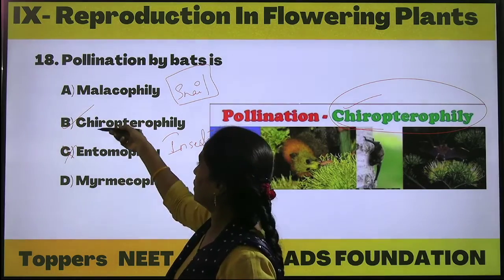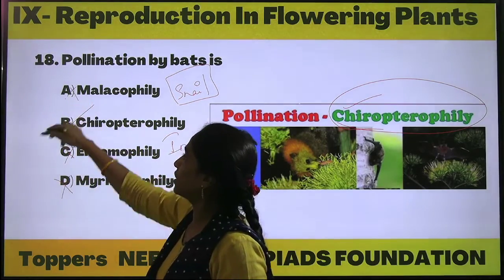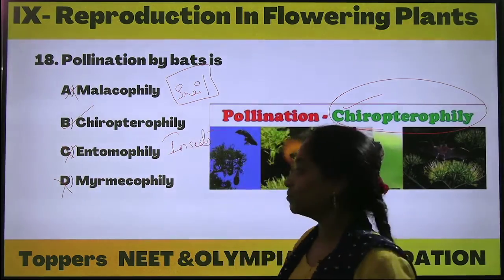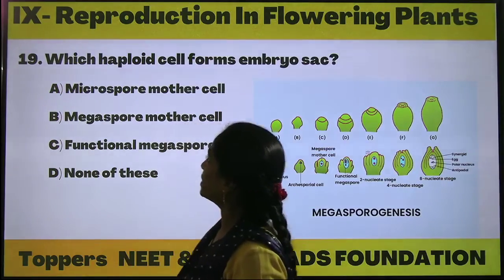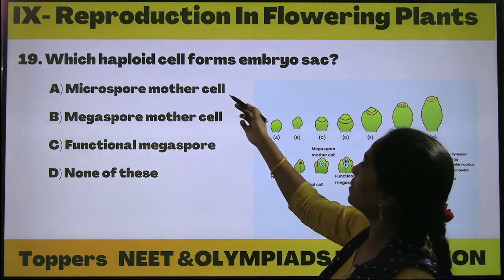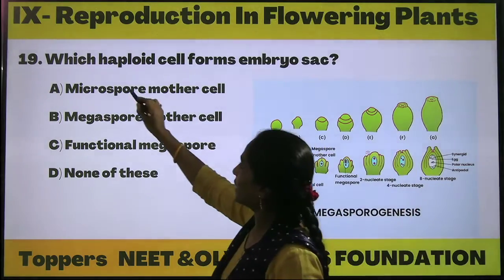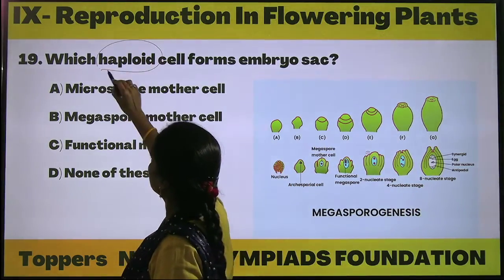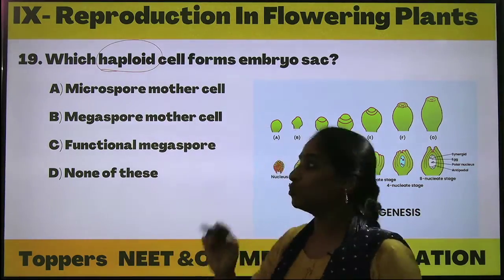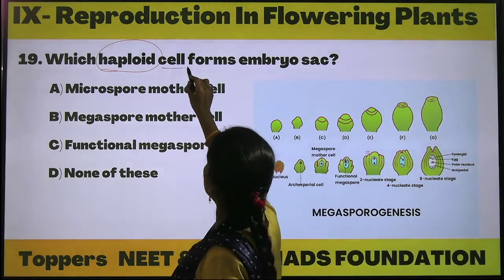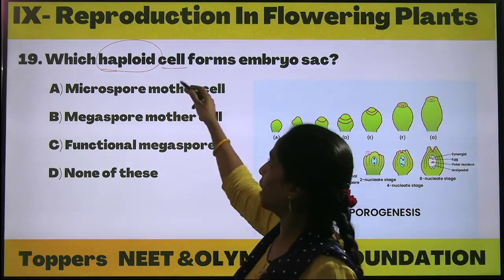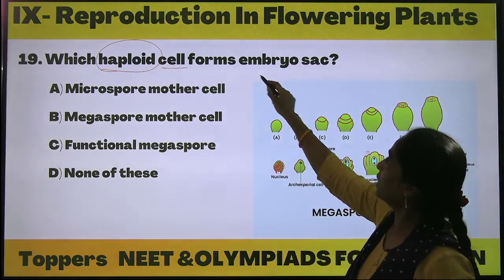Yes, and if it is correct, the remaining are all wrong options, right? Next. Coming to the next question: which haploid cell forms the embryo sac? Haploid means a single n number of chromosomes will be observed in the cell. Okay, so which of the following haploid cells forms the embryo sac?